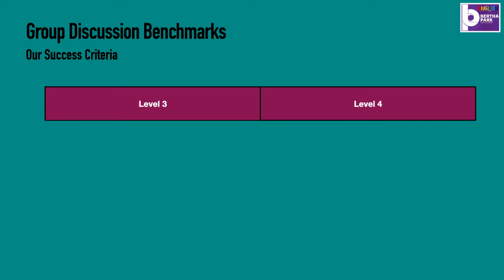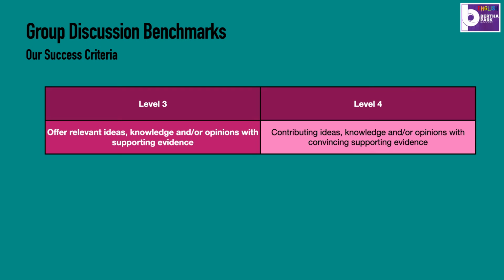Now I'm focusing specifically on levels 3 and 4, but when you actually do your talk, it will come with a rubric which shows levels 1, 2, 3 and 4, okay? So if you're working within level 3, you want to look at offering relevant ideas, knowledge and or opinions with supporting evidence. For level 4, your evidence needs to be convincing and you need to be contributing ideas all the time.